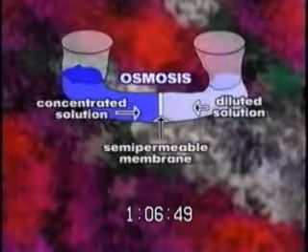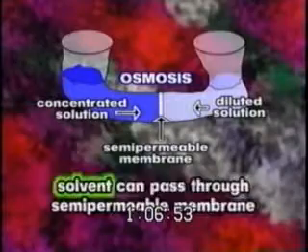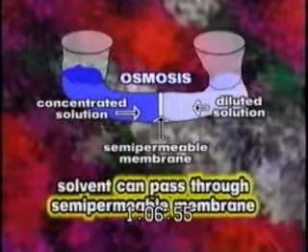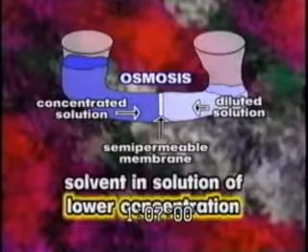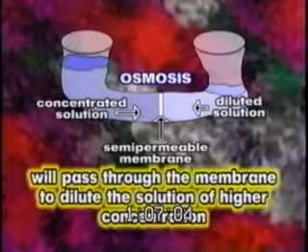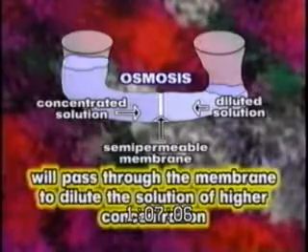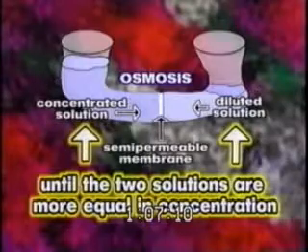When you put a semi-permeable membrane between two solutions of different concentration and the solvent can pass through the semi-permeable membrane, osmosis will happen. The solvent in the solution of lower concentration will pass through the membrane to dilute the solution of higher concentration, in other words, to make it less concentrated, until the two solutions are more equal in concentration. Look at it this way.